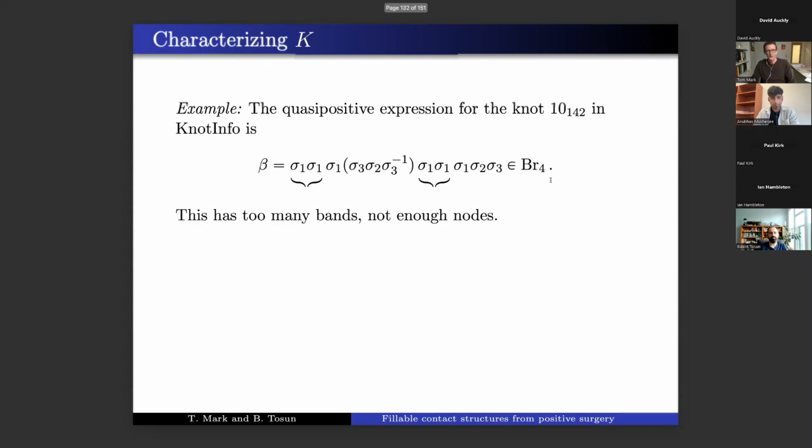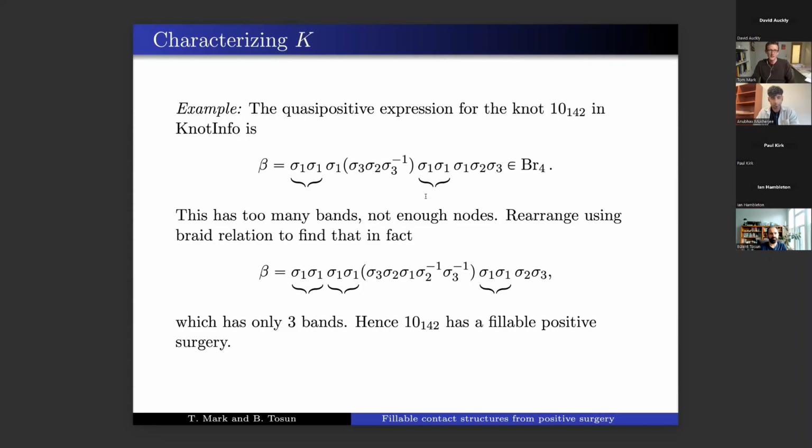Oops. But in this case, it turns out you can just fuss around with it. You can replace this sigma 2 using the braid relation, and you just muck around, and you can make this conjugation bit a little more complicated, but you don't really care. It's still just a band.